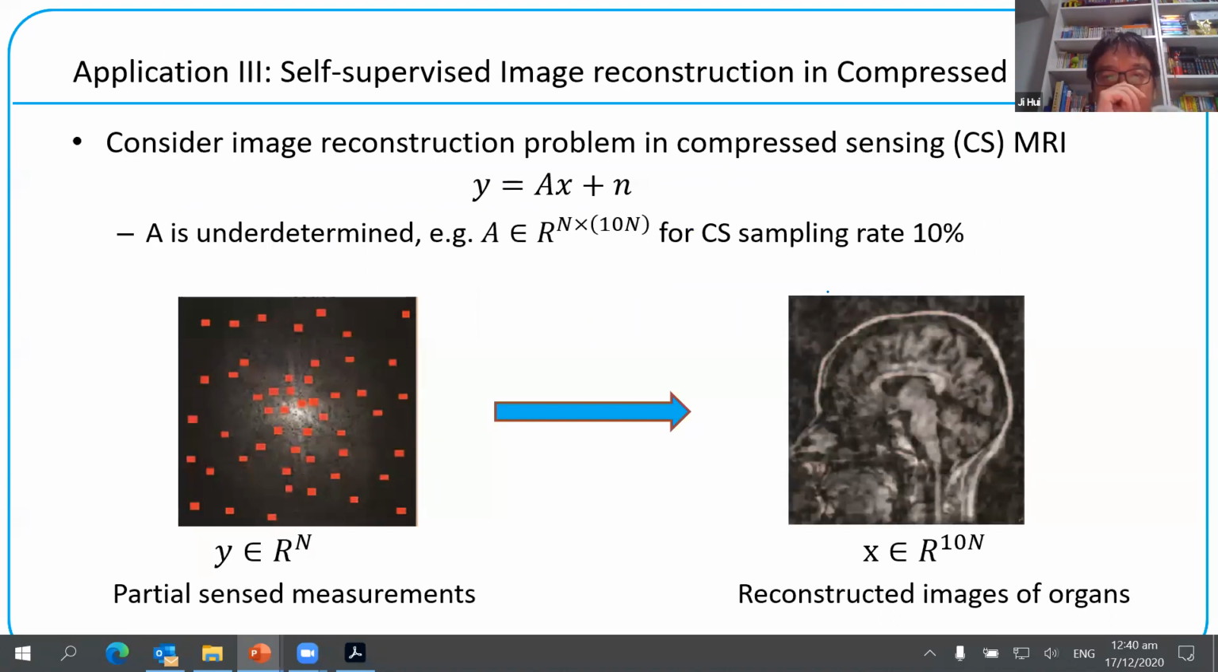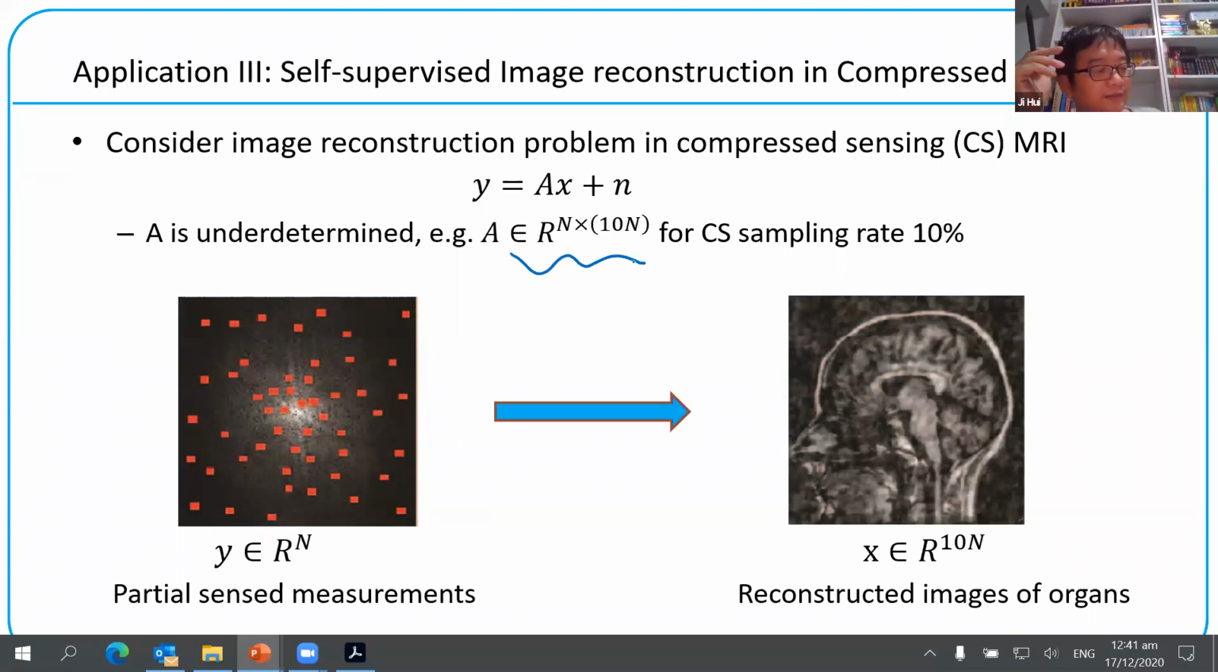This application is actually quite surprising. That is, suppose I consider CS, compressed sensing, in MRI, because you know that MRI is slow. The fewer measurements you collect, the more you reduce the time to take the image. So basically, compressed sensing means I take only a small portion of the measurements, like 10%, using some sensing matrix. Then I try to reconstruct the image. In this case, the A is actually severely underdetermined.